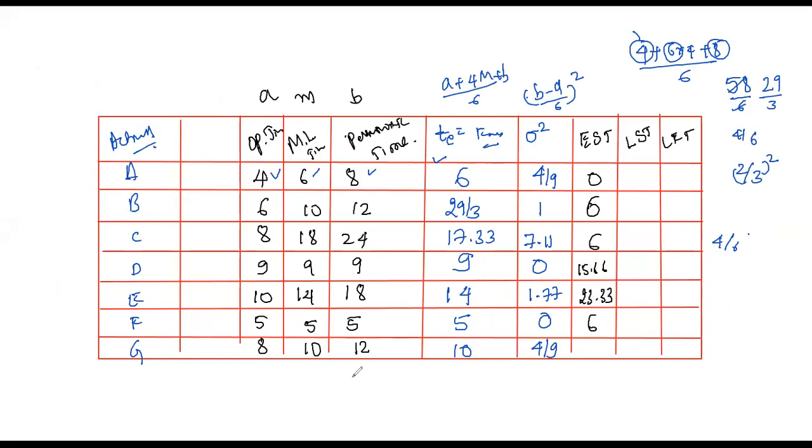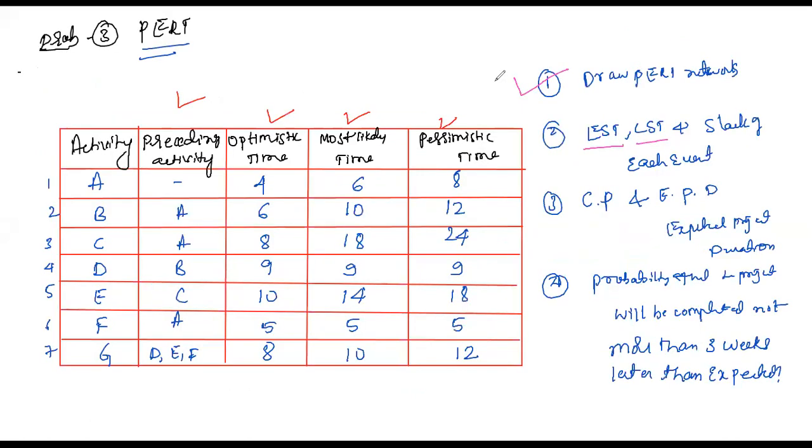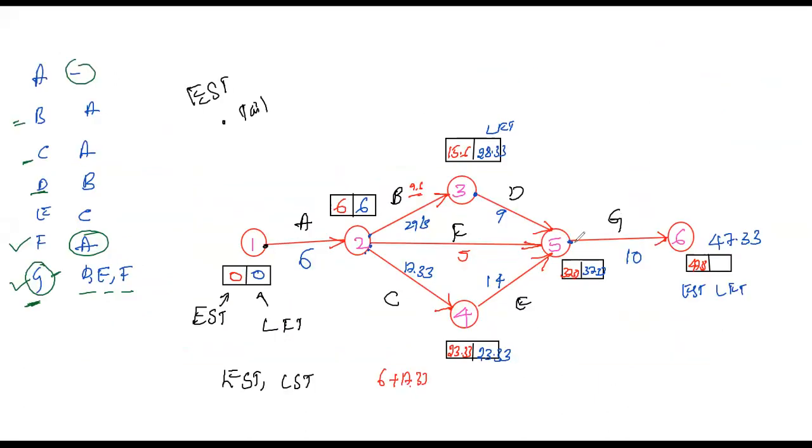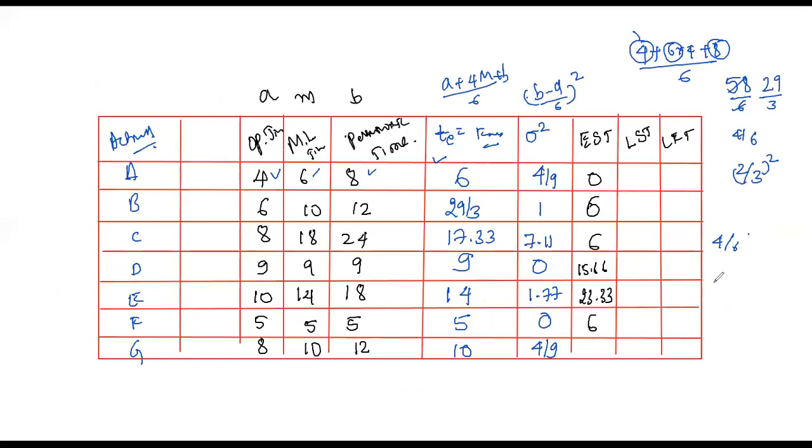And next activity G. So for activity G, the tail is here. The tail of the activity is here. What is the EST here? 37.33.